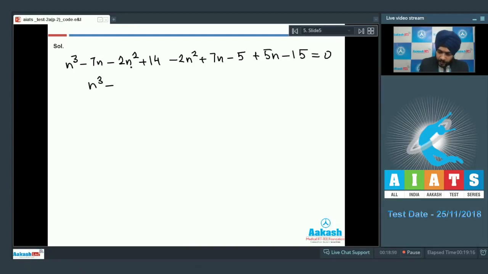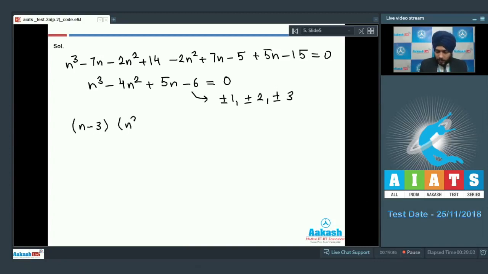N cube minus 2n square minus 2n square minus 4n square, 7n, 5n minus 7n, so 5n minus 6. So n equal to 1 is not a possible choice. We have to check for the factors of 6, plus minus 1, plus minus 2, plus minus 3. And we can check that it works for n equal to 3. So n minus 3 is a factor. The remaining quadratic equation will be n square minus n plus 2 equals 0. So the only possibility is n is equal to 3.